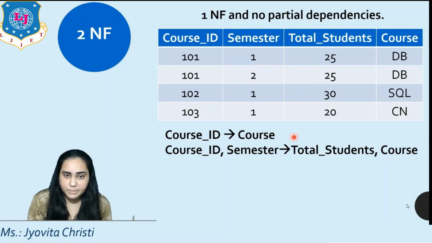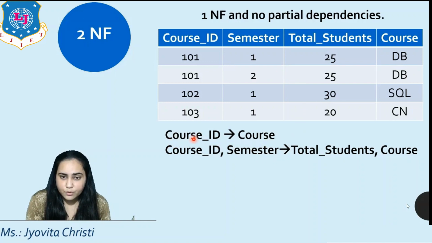So the functional dependencies present here are course ID determines course, and then course ID and semester both together determine total number of students and course.